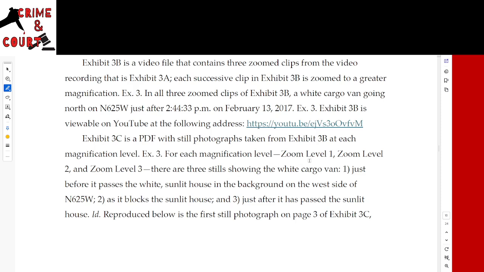For each magnification level, zoom level 1, zoom 2, zoom level 3, there are 3 stills showing the white cargo van in succession of its movement. Number 1, just before it passes the white sunlit house in the background of the west side of 625 West, whatever road that is. Number 2, as it blocks the sunlit house, and then 3, just after it passed the sunlit house.